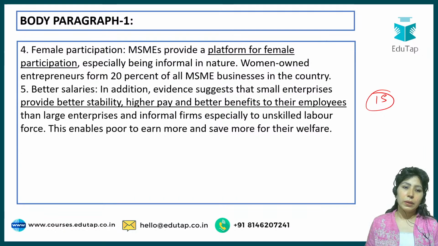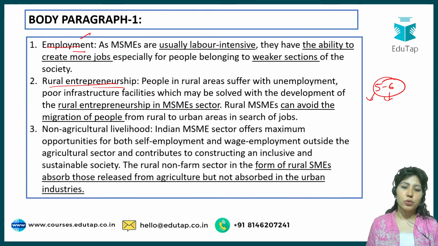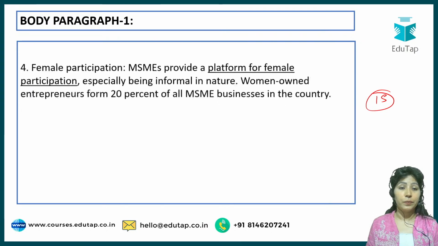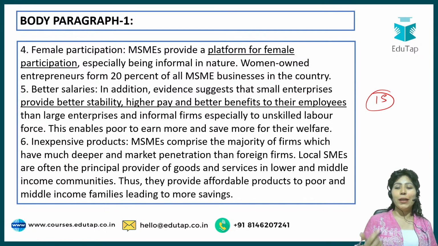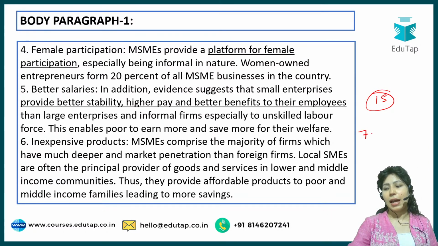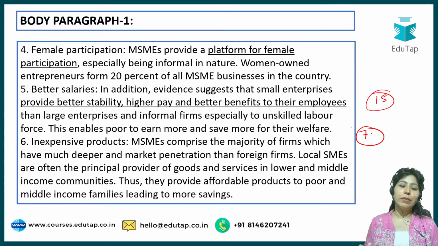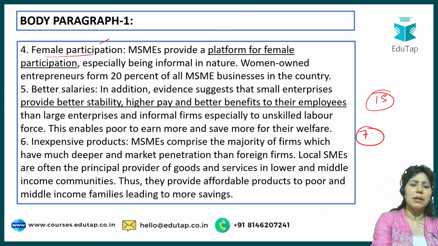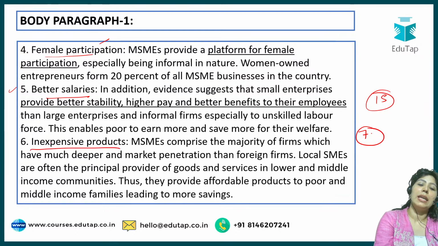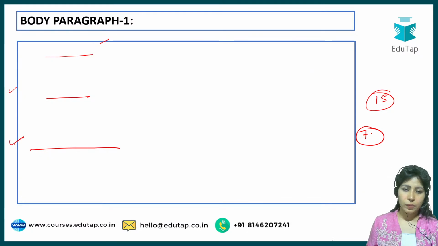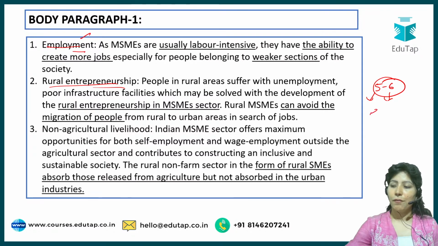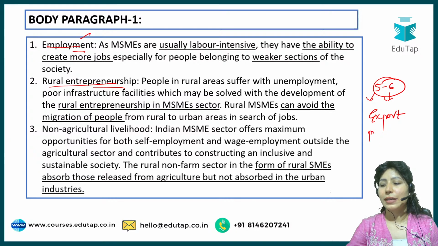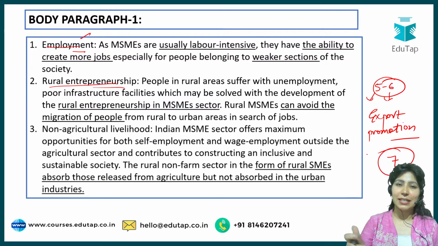Okay, let me go back. The 6 points: employment, rural entrepreneurship, non-agricultural livelihood, female participation, better salaries, and inexpensive products. Now, will you include export promotion as point number 7, or will you try to include it somewhere in female participation, better salaries, inexpensive products, or employment, rural entrepreneurship, non-agricultural livelihood? Will you have export promotion as an information point there, or will you have it as a separate seventh point in your answer?